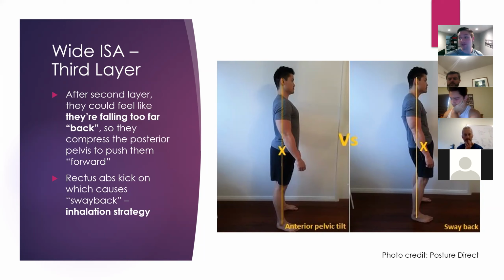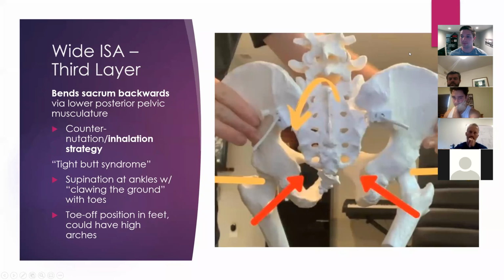And these people have a lot going on. You'll know these people when you see them, generally speaking. So they're going to bend their sacrum backwards. They're going to start to look like a narrow. And then this is an inhalation strategy. The last one was an exhalation strategy. Tipping back of the sacrum is more inhalation bias. So we call this an inhalation strategy.